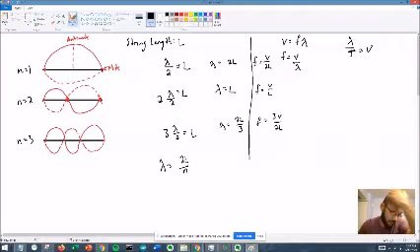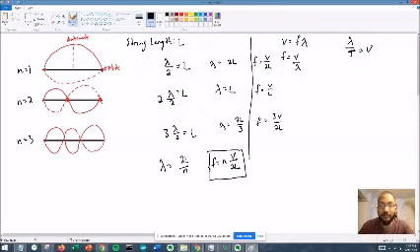And the general equation here would be, let's see, rewriting this in terms of F, solving for it. Yeah, so F is equal to N times V over 2L. That's our equation for frequencies. This is the one we want to hone in on, because when we're hearing the pitch of a note, we're hearing the frequency.